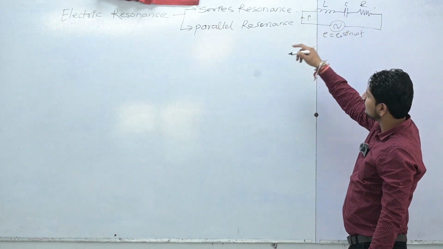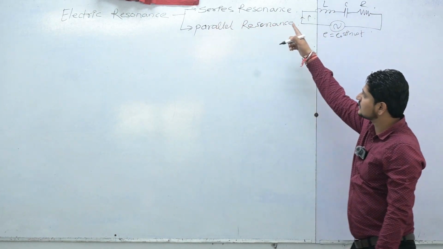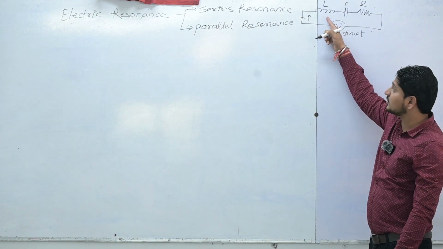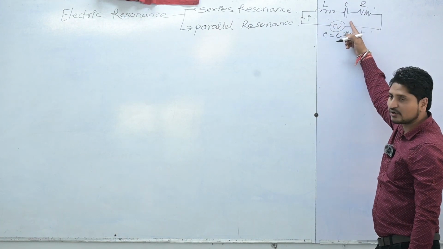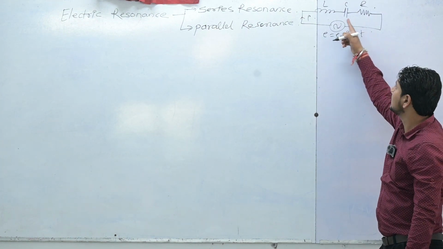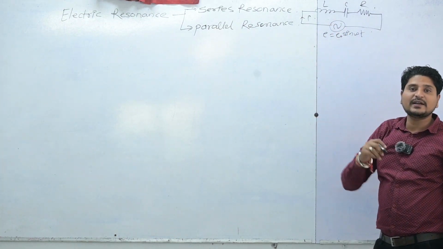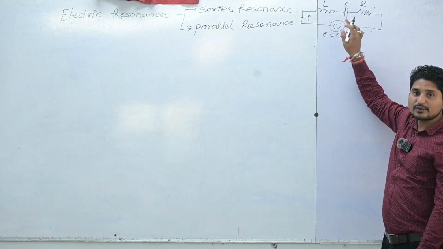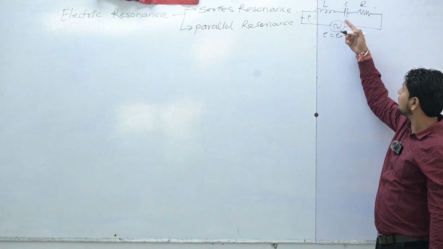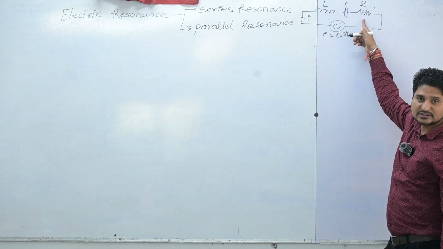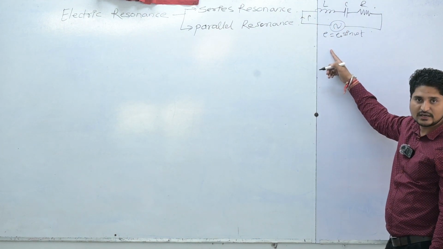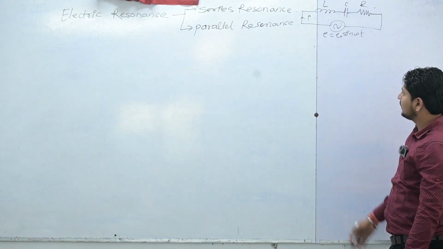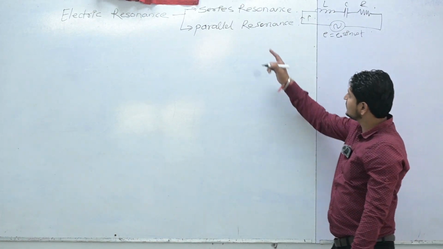Here I is the current flowing through the circuit, and this is L, C and R. So this is a series combination, because in series resonance we use a series combination of L, C and R. L stands for inductance, C for capacitance and R for resistance. L is a pure inductor, C is an ideal capacitor and R is a pure resistor. This series connection is connected across the alternating source of EMF, E is equal to E naught sine omega t.